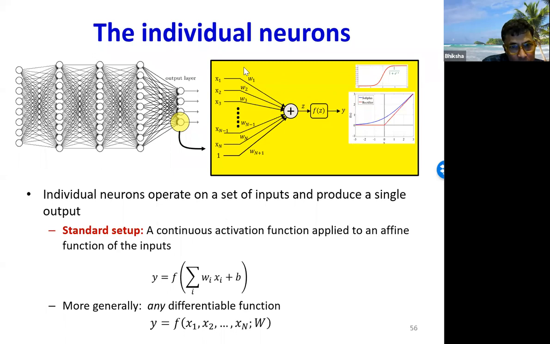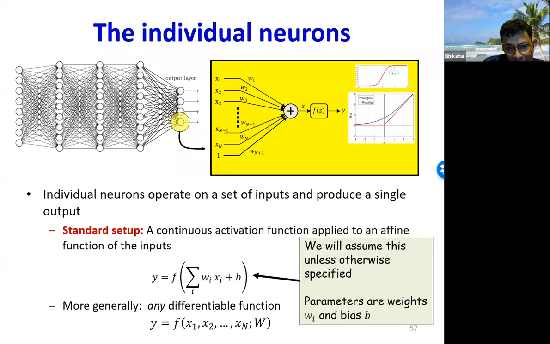Now, more generally, you don't need to have this kind of structure. A neuron can be any continuous differentiable function of its inputs. And we will see at least one case of such a neuron later, but unless otherwise specified, we are going to assume this form of neuron, where we have a continuous activation function applied to an affine function of the inputs. So the parameters of the neuron are the weights and the bias, and the parameters of the network are the weights and biases of all of the neurons in the network.